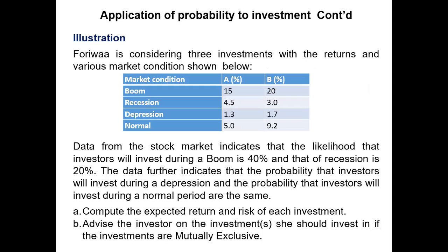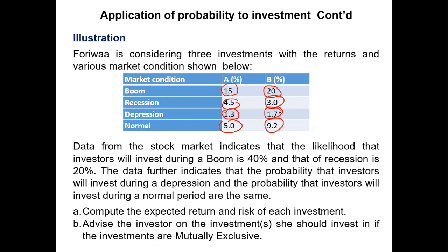Foriwa is considering 3 investments with the returns and the various market conditions shown below. Now, if the market is in a boom, asset A will get 15% return, recession 4.5% return, depression 1.3% return, normal 5% return, okay? And then if it's in a boom for asset B, 20% return, recession 3%, depression 1.7%, and normal 9.2% for asset B.